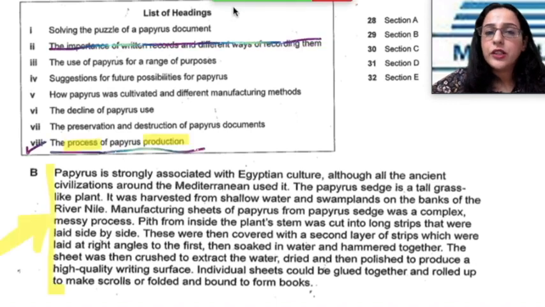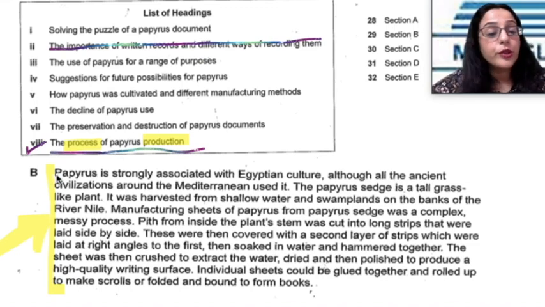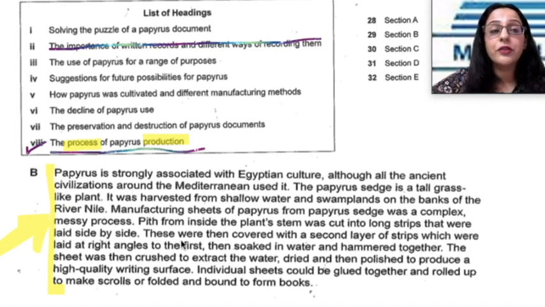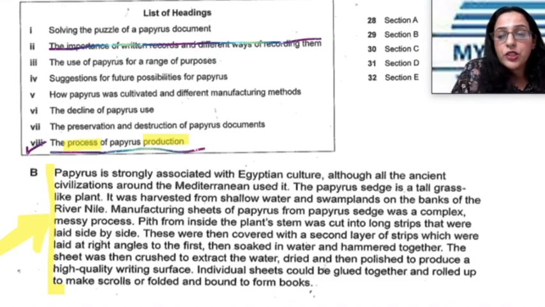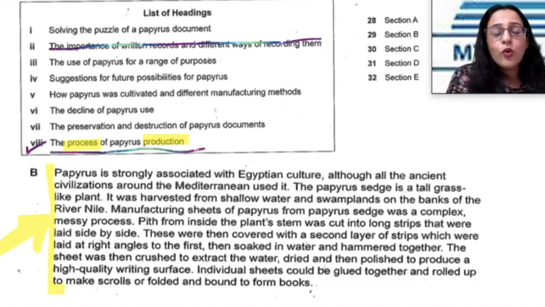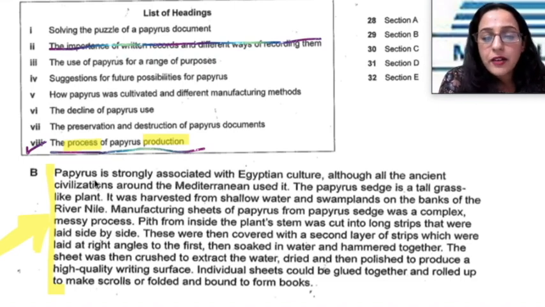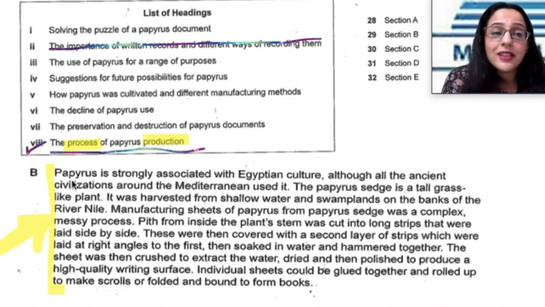Now the answer to it is the process of papyrus production, and why it is so is what I told you in one of the strategies, that sometimes the answer is hidden in the first and the last line, but sometimes you have to read the whole paragraph to understand it. So this is the typical example of that particular situation, that the process is all over the paragraph. If you read this paragraph, you will find, in fact, the first sentence is not useful at all as far as the topic is concerned. The process of papyrus production, right?